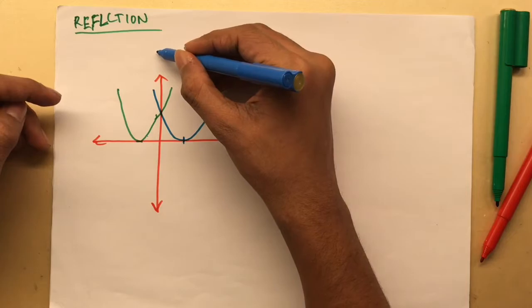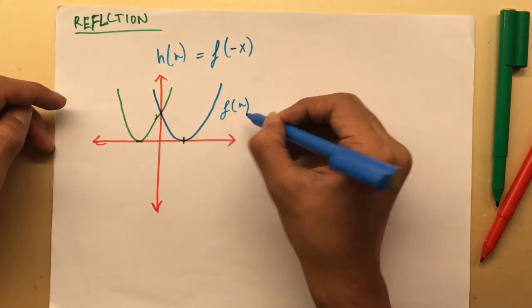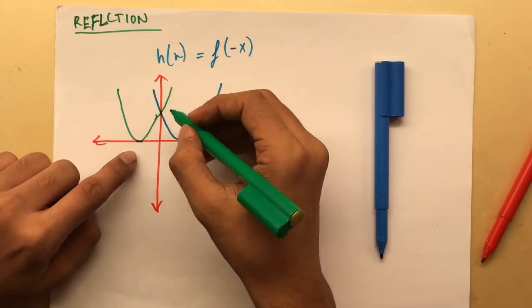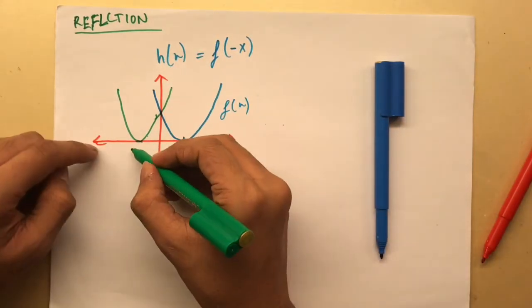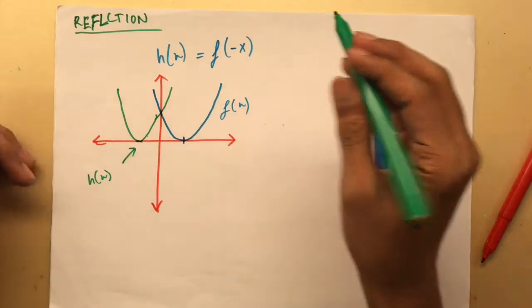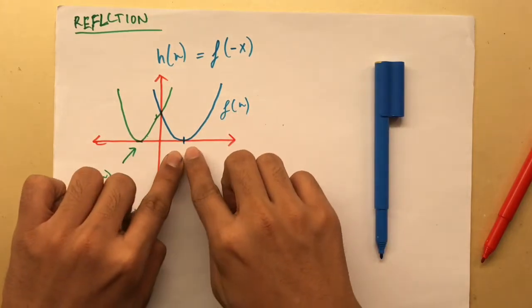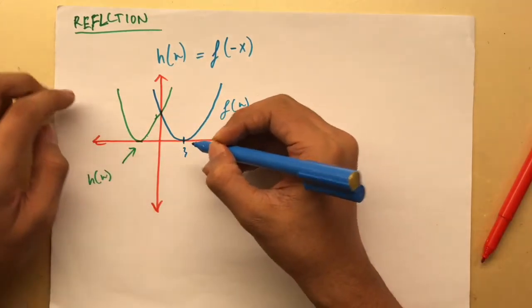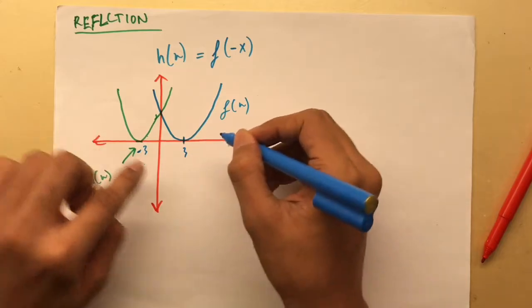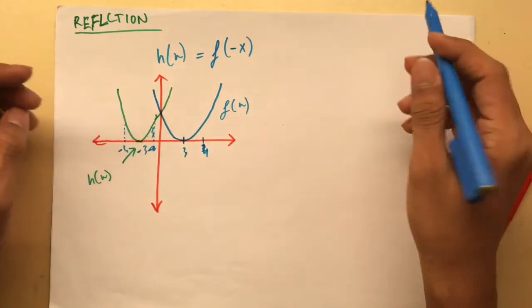If h of x was a reflection of f of x, where this is f of x, then this h of x, this green colored h of x, would be equal to f of minus x. Because if you notice, when I input these positive values, like let's say this is 3, I will get minus 3 equal to that same y value. 4, then minus 4 would be equal to that same y value.